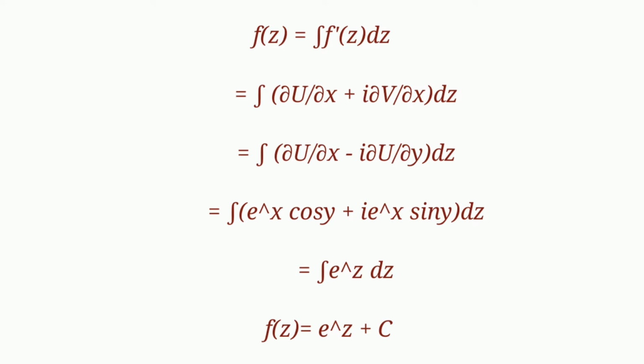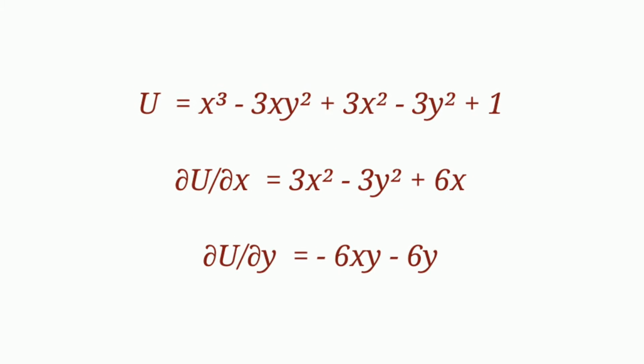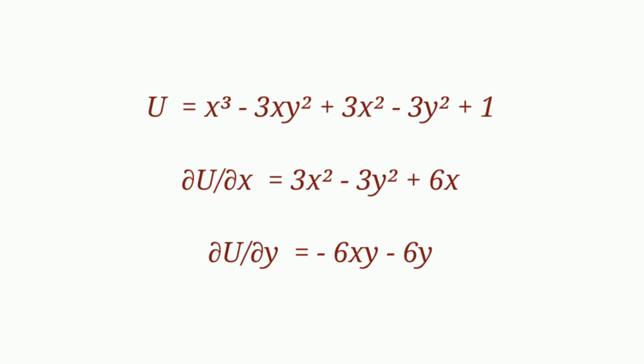Next question. Find an analytic function whose real part is x³ minus 3xy² plus 3x² minus 3y² plus 1. Here u is given, so you find ∂u/∂x and ∂u/∂y. Here ∂u/∂x is 3x² minus 3y² plus 6x. ∂u/∂y is minus 6xy minus 6y.